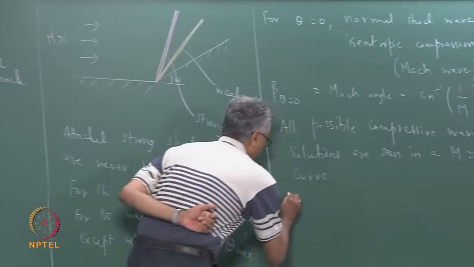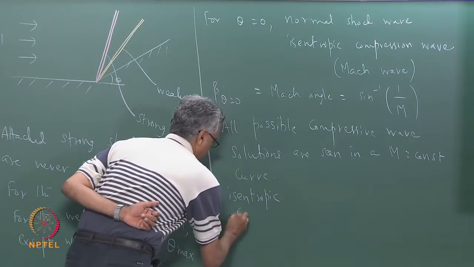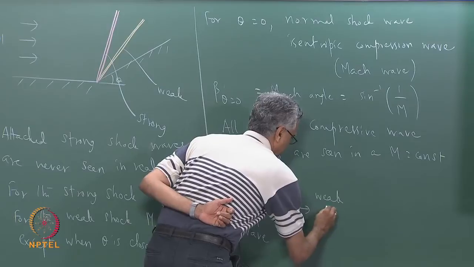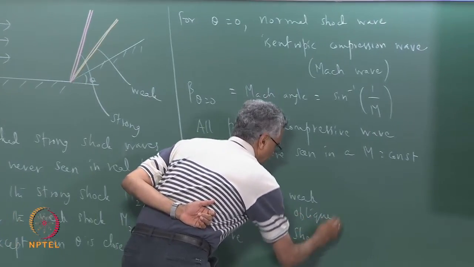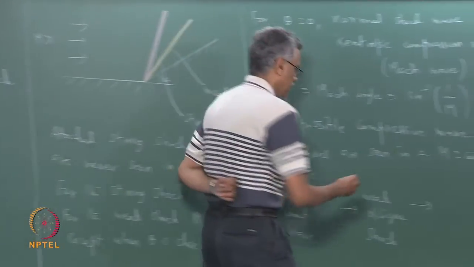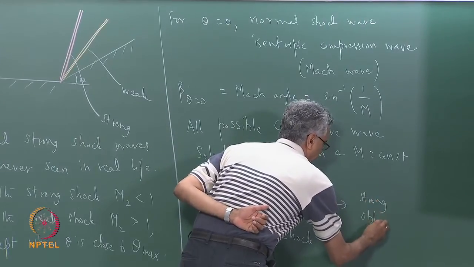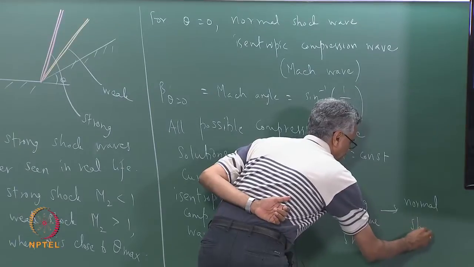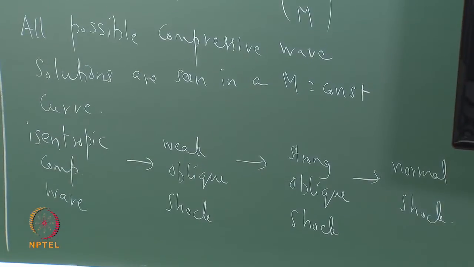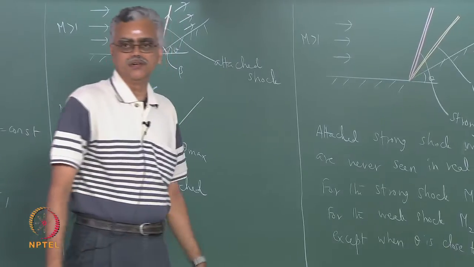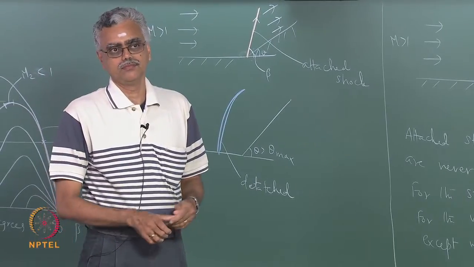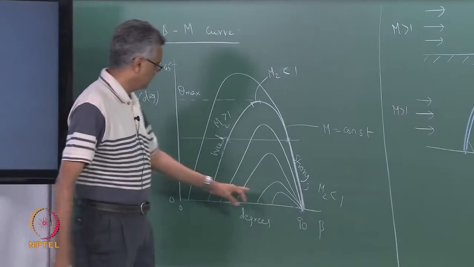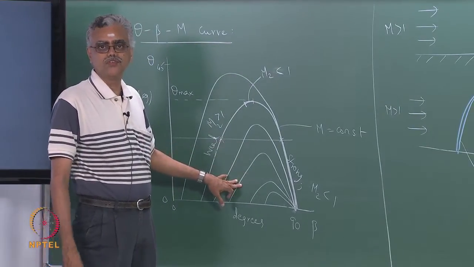So, what are these solutions? We are seeing an isentropic compression wave, which then becomes a weak oblique shock, which then becomes a strong oblique shock, which then becomes a normal shock. So, these are the possible compressive wave solutions in gas dynamics, and a single m equal to constant curve exhibits all these solutions. Remember, the most important thing is this is an attached shock wave solution. What we have exhibited in this diagram are solutions for the theta beta m curve, which assumes the shock wave to be attached at the corner.